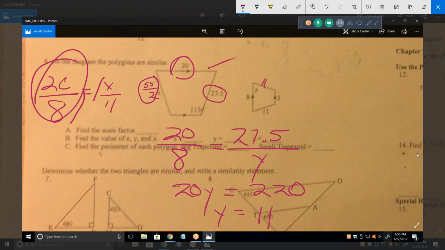That's 27.5. This is an isosceles trapezoid. In other words, the two non-parallel sides are equal. It's kind of like an isosceles triangle, only it's an isosceles trapezoid. So the fact that it's an isosceles trapezoid makes this angle what? Okay, so if that's 115, what is z?